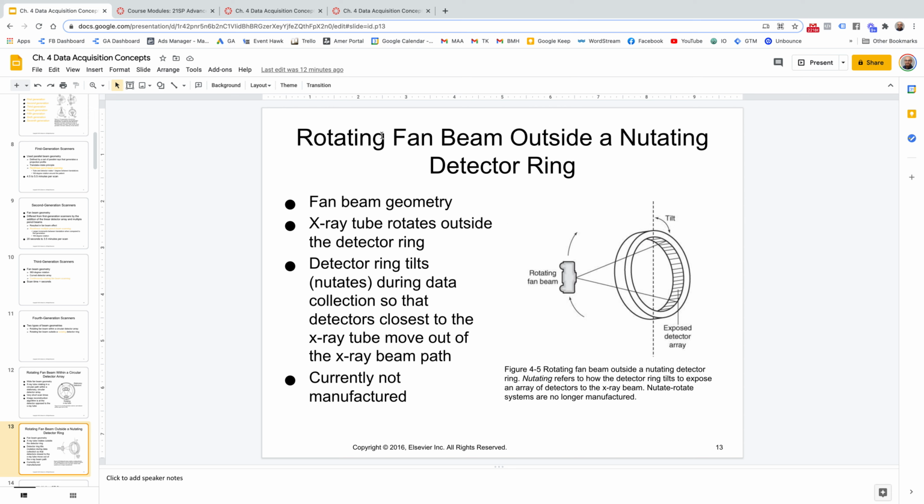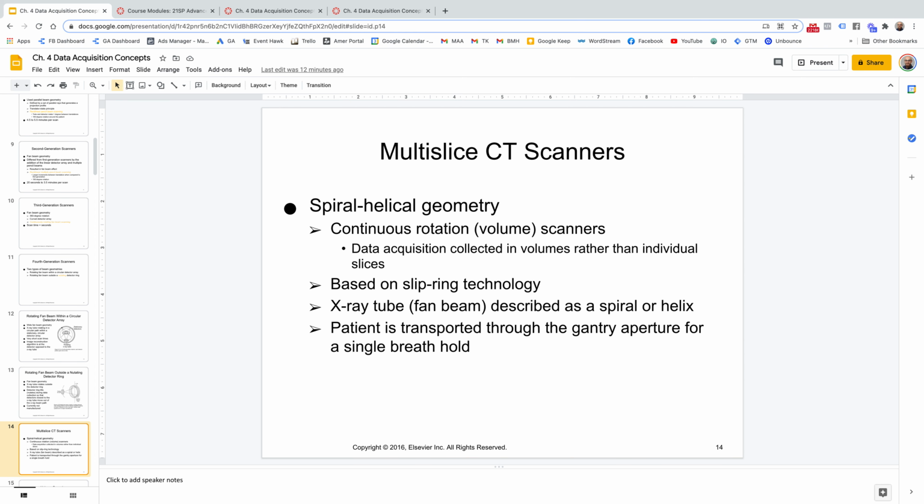Yeah, no, the tube rotates, and the detector tilts. It's weird. That's all I gotta say. I've never heard of it, never seen it outside of this book. So don't worry about it too much, but just know what they're talking about. Have an idea of it, and just know that it's fourth generation.